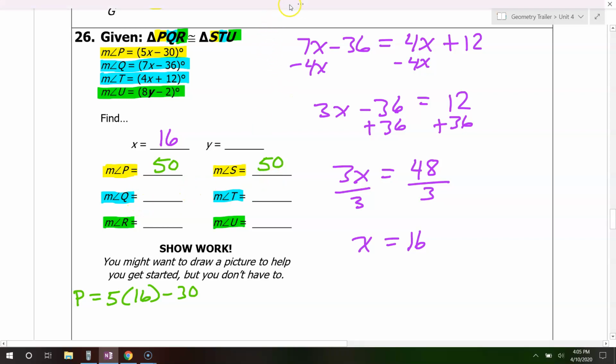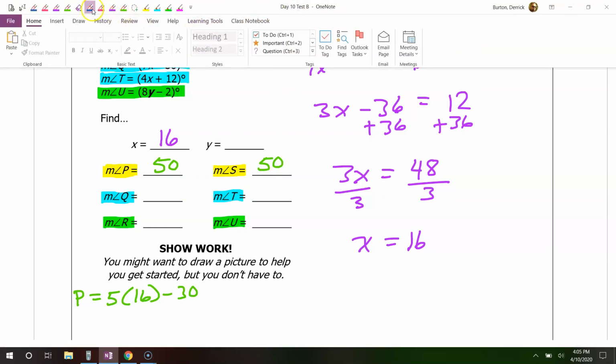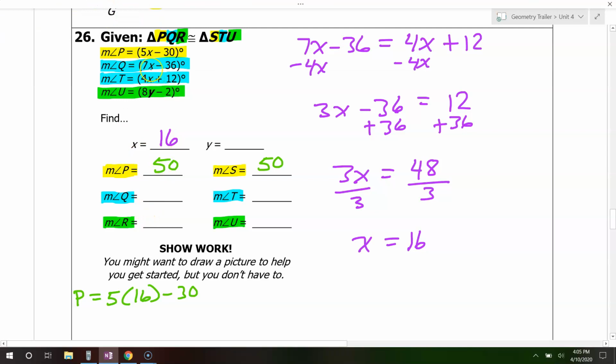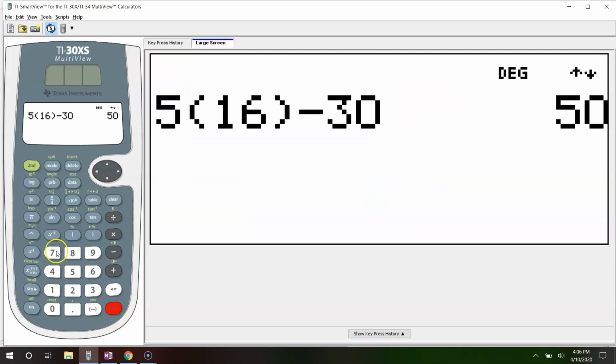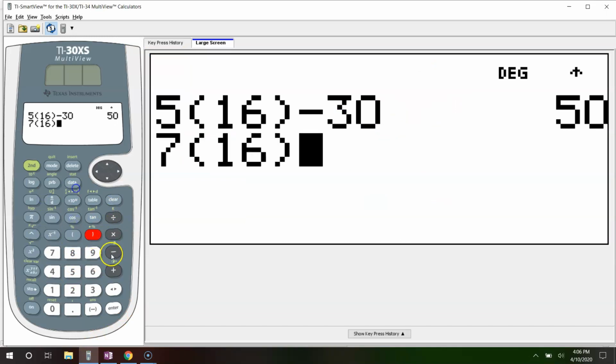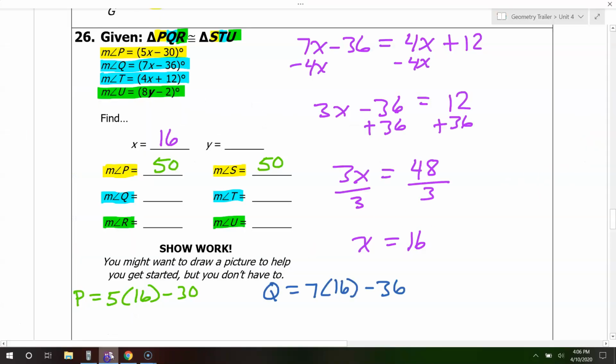Okay, what about Q? We have an expression for Q, 7x minus 36. So Q should equal 7 times 16 minus 36. That's 76. All right, so angle Q is 76 degrees. So angle T is also 76 degrees.